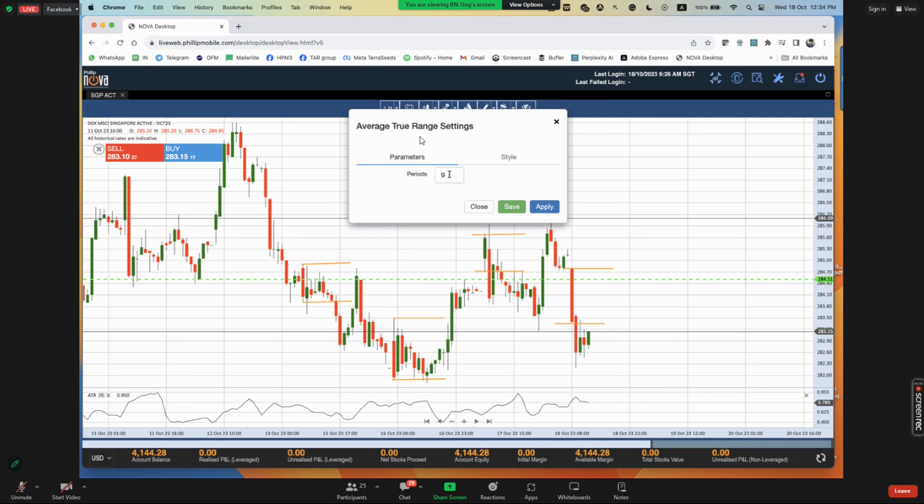Okay, why 9? Because we want to exit faster than others. If it's 10, it means that we are getting the ATR for the past 10 days. 9 means that we want to exit just a little bit faster than 10 days, which is 2 weeks. I will explain how we're going to make use of ATR.